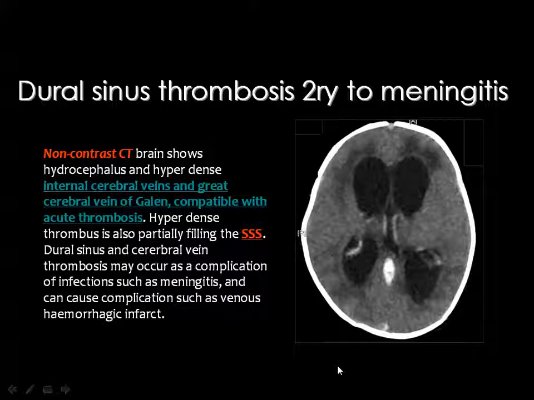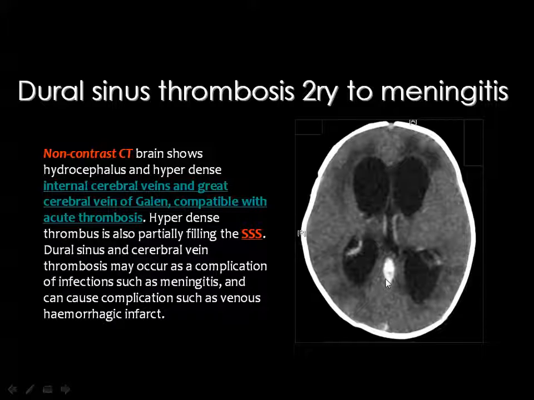As I have said, meningitis may lead to dural sinus thrombosis. Then you can see here a non-contrast CT scan, and whenever you see the vessels on non-contrast CT scanning, you know that this is acute thrombus, exactly similar to hemorrhage. When the blood stops the flow inside the vessels, it will show similar density exactly when it stops inside the vessel.